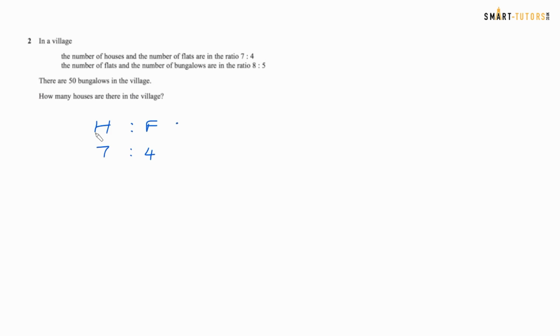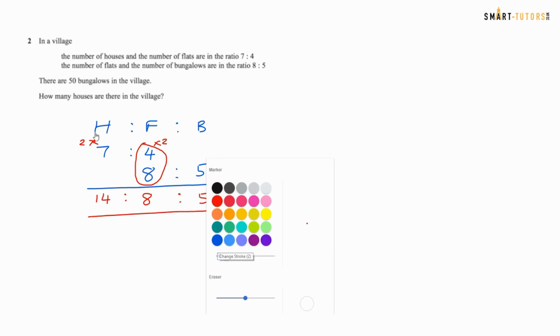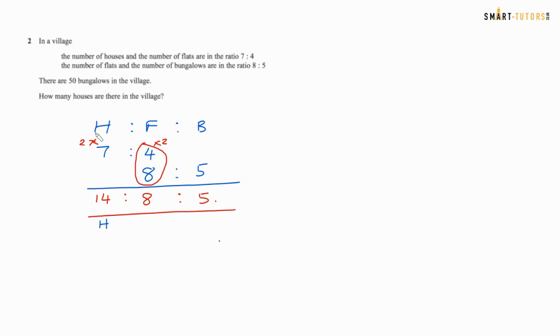The number of flats to bungalows, I'm going to show that in the same column, so 8 and 5. All I want to do is change these two numbers to a common number. We know 8 can be easily made from 4 by multiplying by 2, so you need to multiply this ratio by 2. So you will end up with 2 times 7 is 14, is to the common number now, 8, is to 5. So we have found the common ratio for houses, flats and bungalows is 14 is to 8 is to 5.